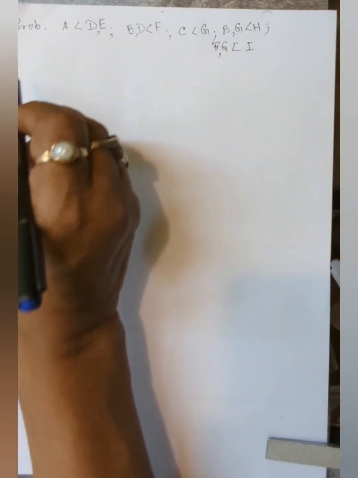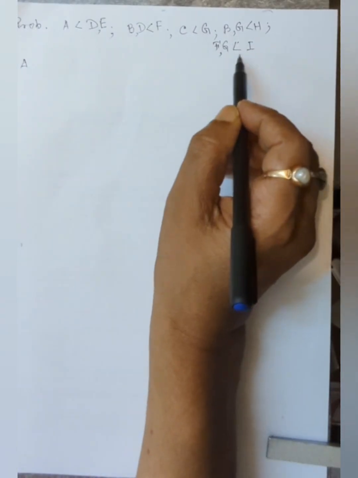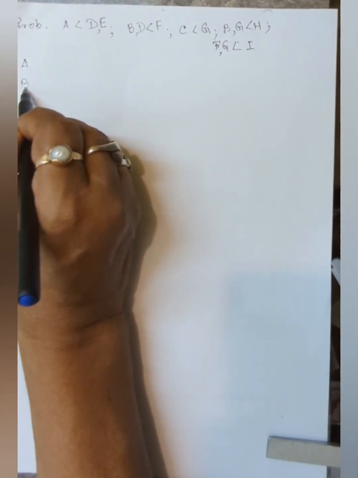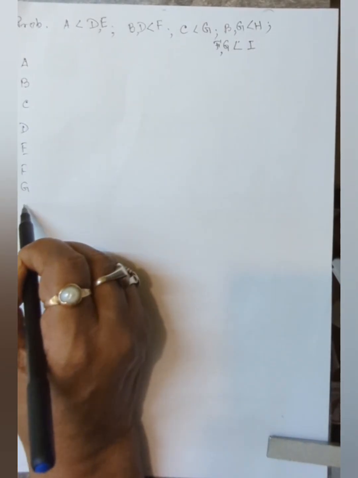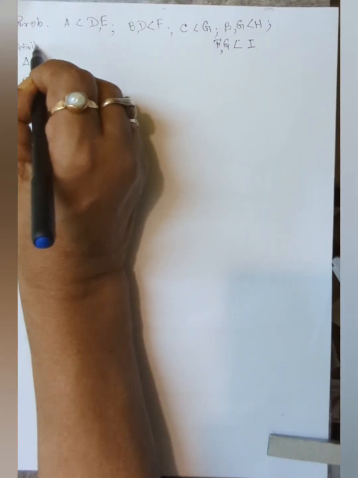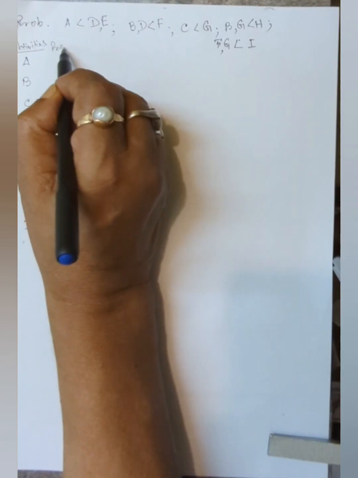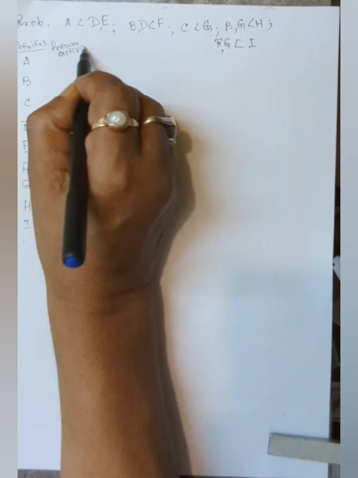How will we proceed? First, check the relationship with all the activities. First, I am writing the activities, A to I: A, B, C, D, E, F, G, H, and I. All these are the activities. Then the previous activities, or predecessor relationships. Then it will be easy to draw the network.